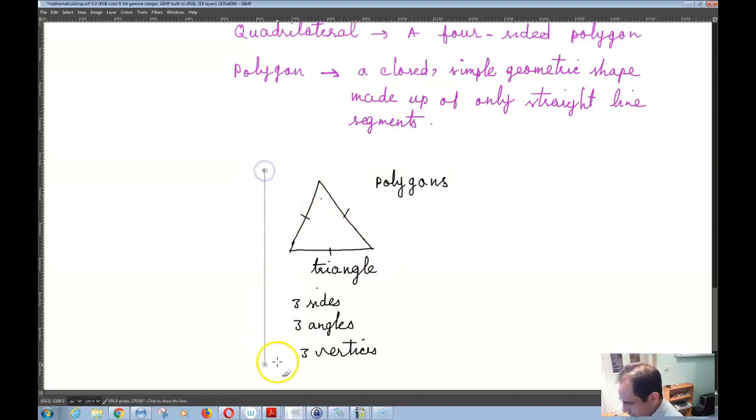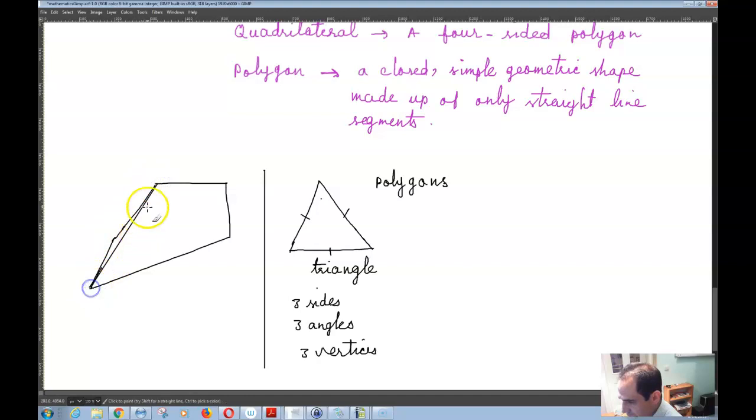After the triangle, you have a quadrilateral. For example, this thing over here is called the quadrilateral. Of course, it could be drawn in any other way, for example, in this way, assuming these are all straight line segments. So this has 1, 2, 3, 4 sides. You have 4 vertices and 4 angles. Because you have 4 sides, it's called a quadrilateral.